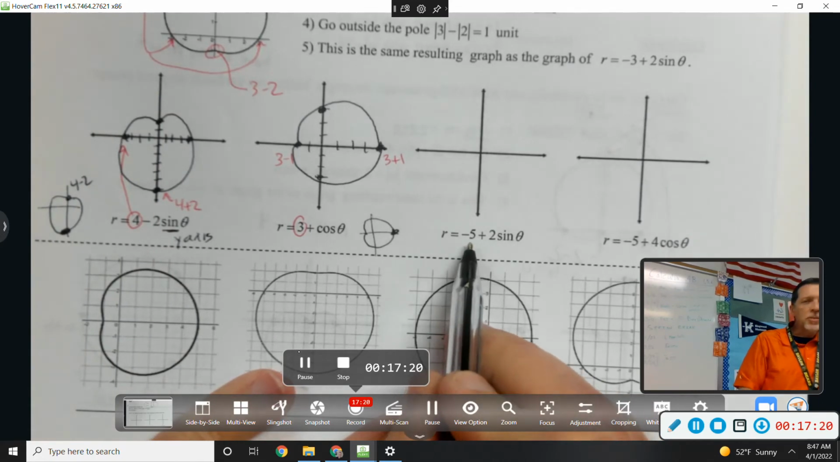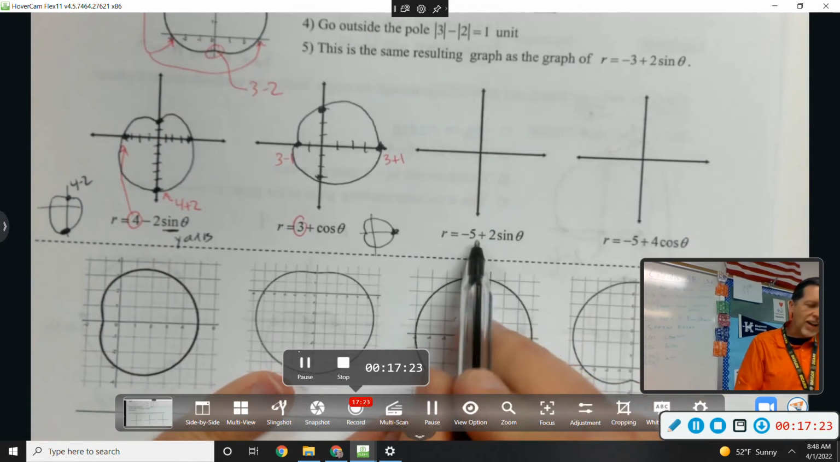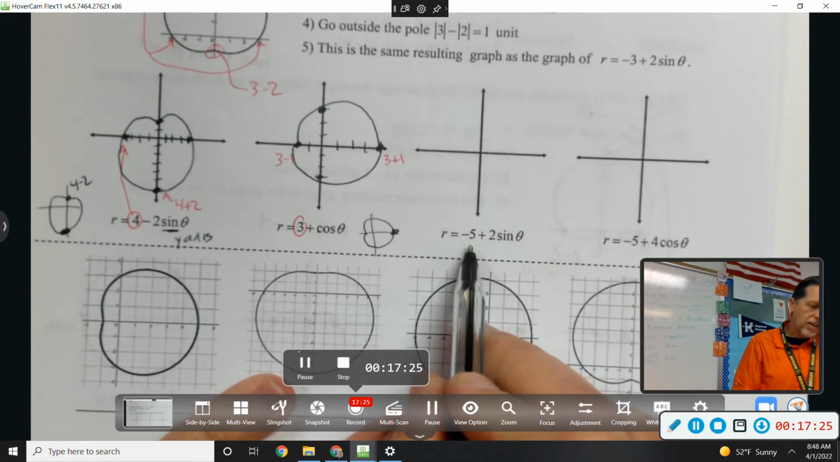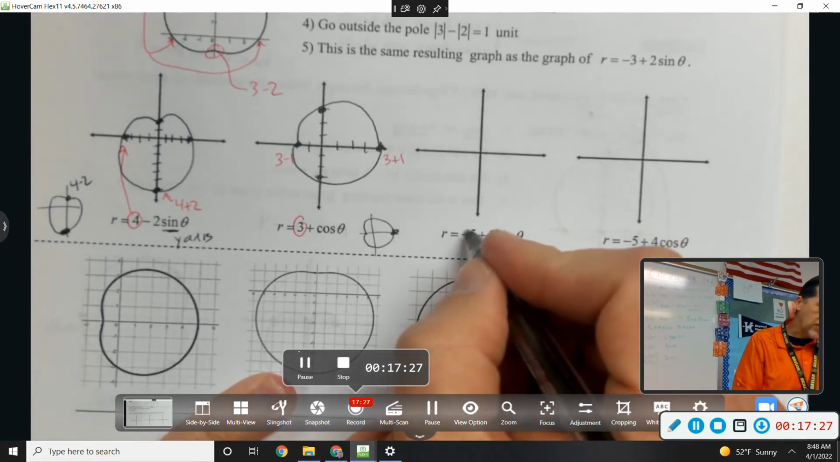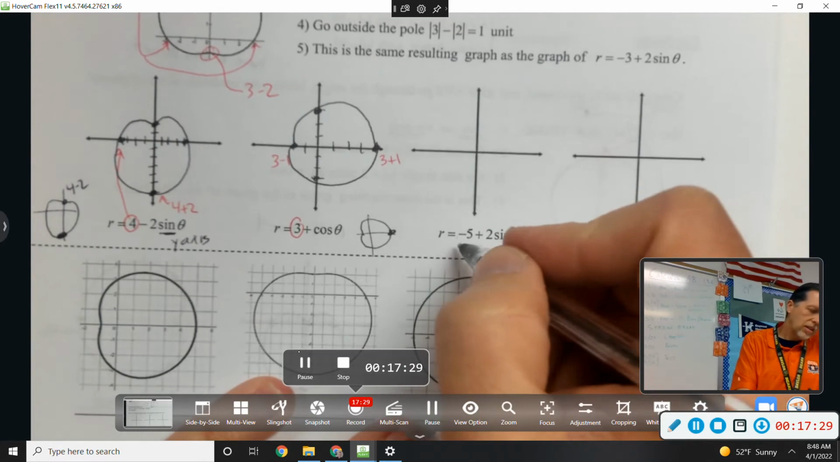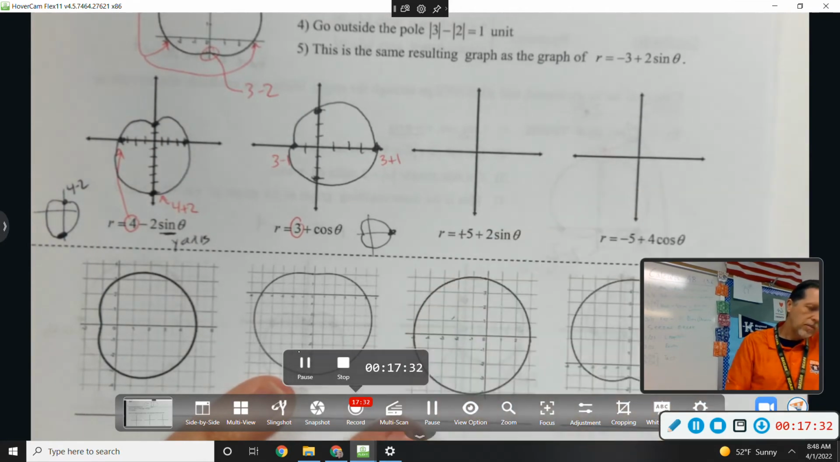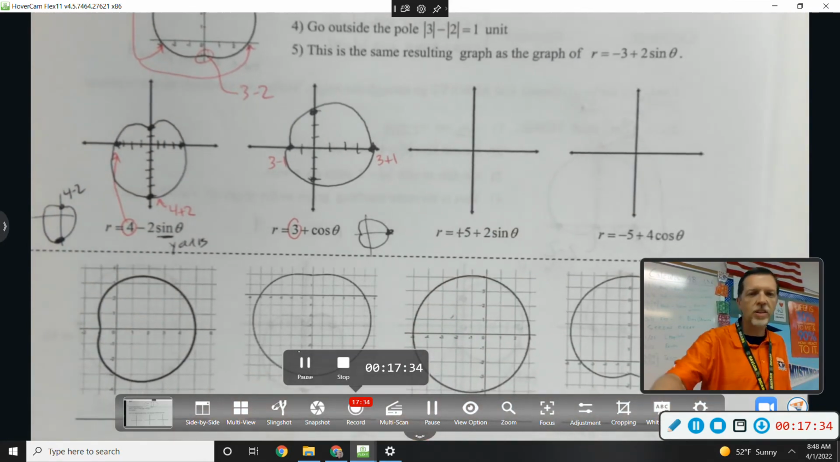Again, what flips them is whether the sine or cosine is negative, not that lead 5. So this is going to graph the same as if that was a positive 5. Same thing. So see if you can graph those next two.